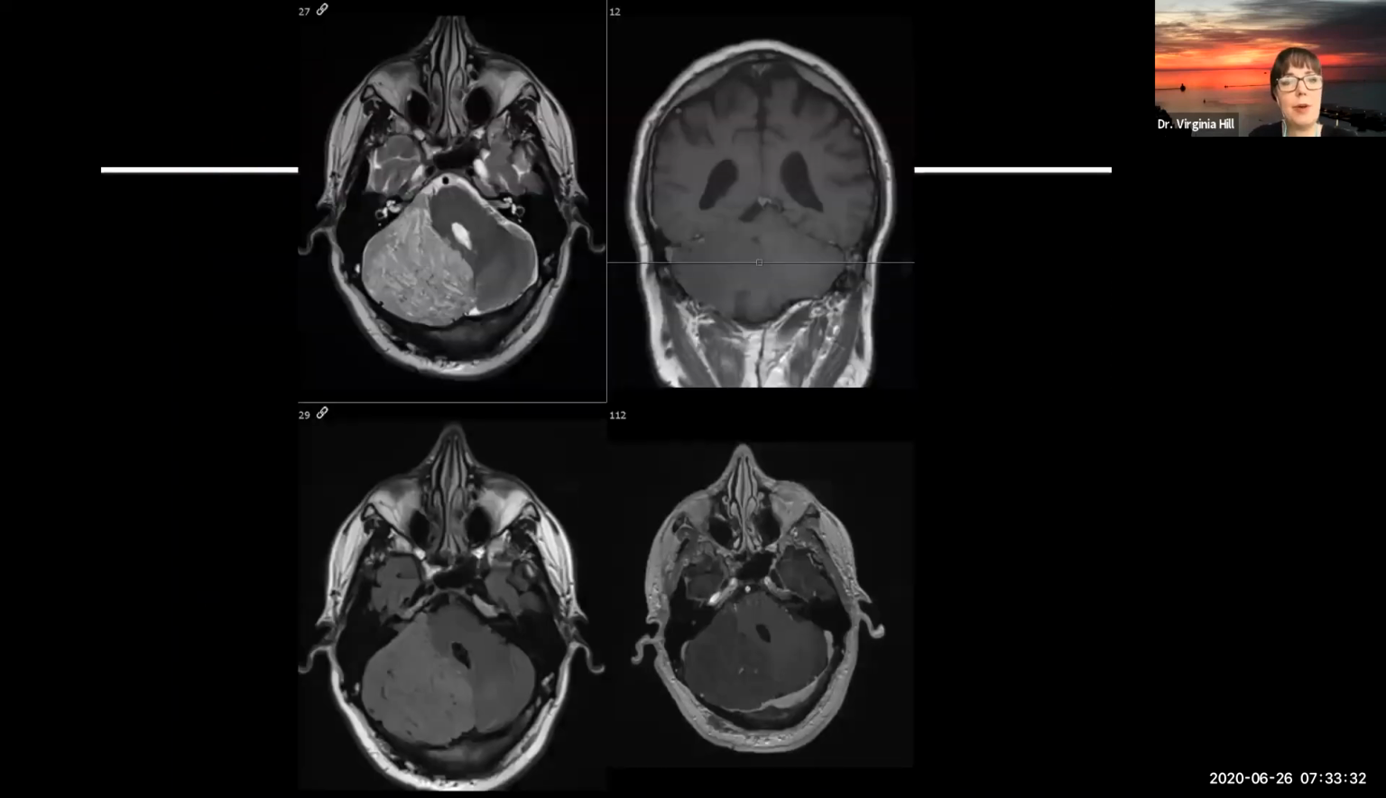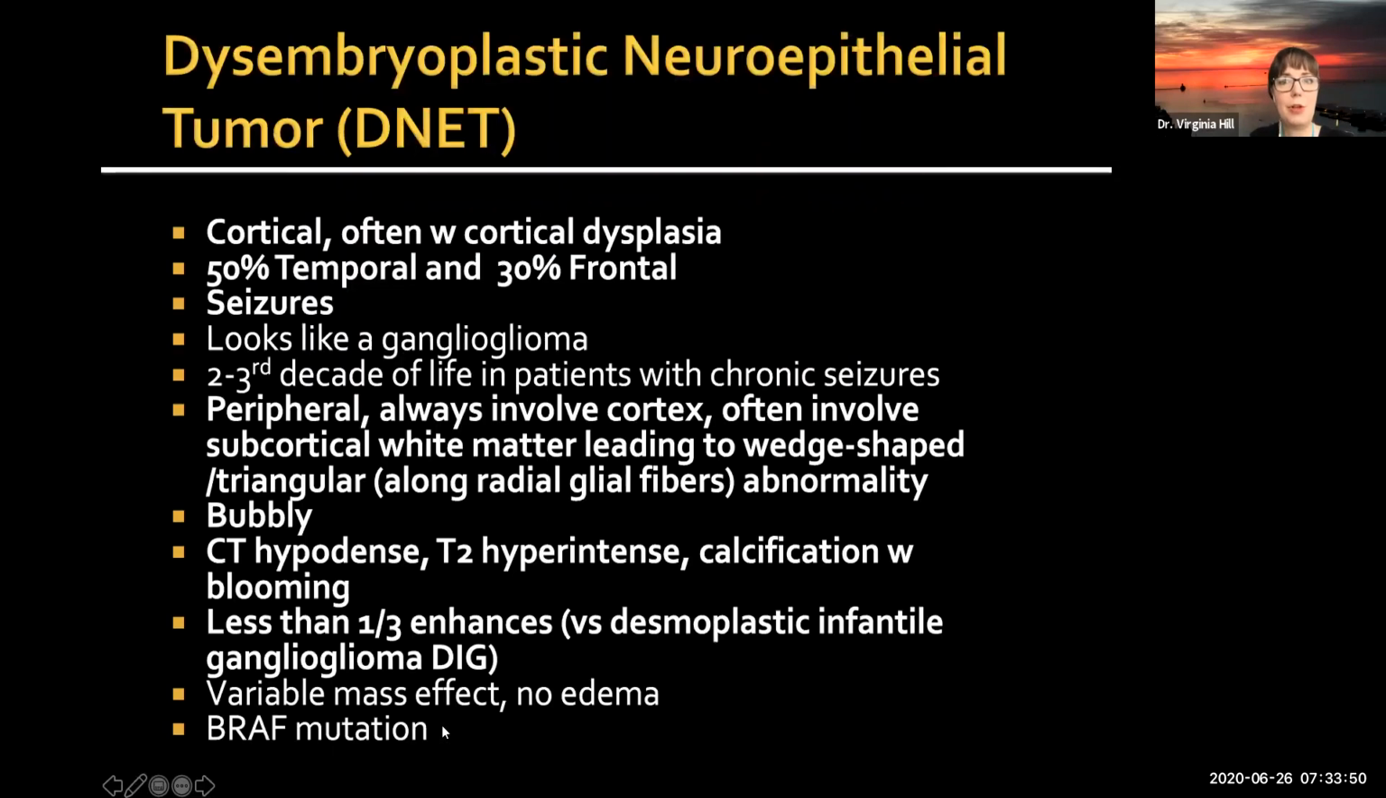And here is an example of Lhermitte-Duclos with this tiger stripe appearance of the cerebellum involving the cerebellar folia, gray and white matter, with very little enhancement, but you can see abnormal veins within this plastic folia, and that is Lhermitte-Duclos. Dysembryoplastic neuroepithelial tumors are cortical, often with cortical dysplasia.